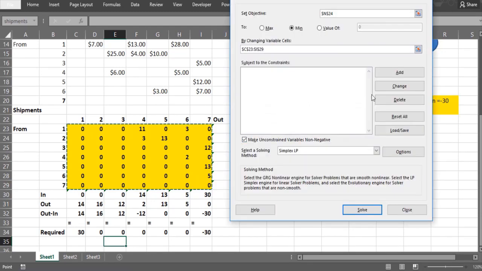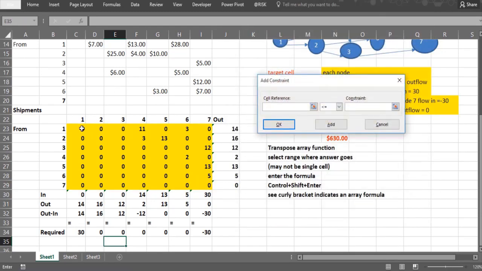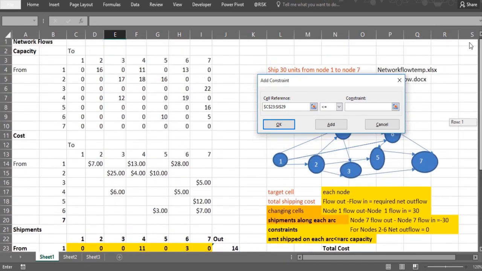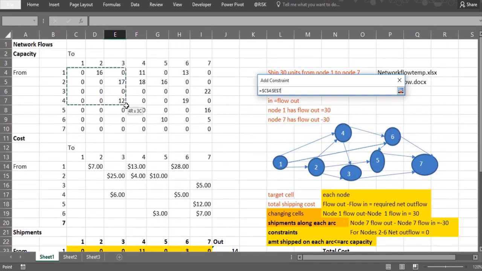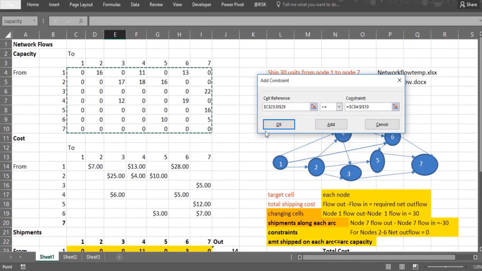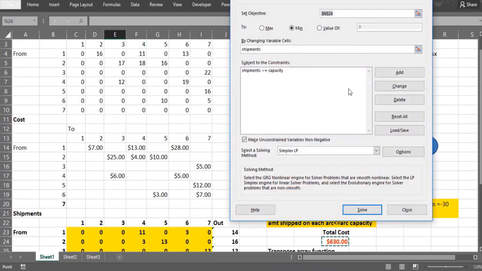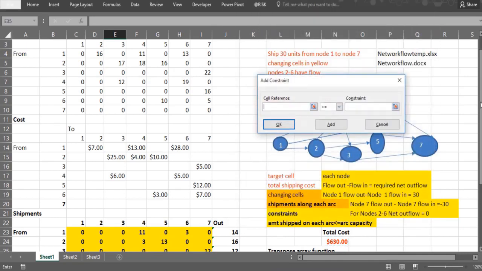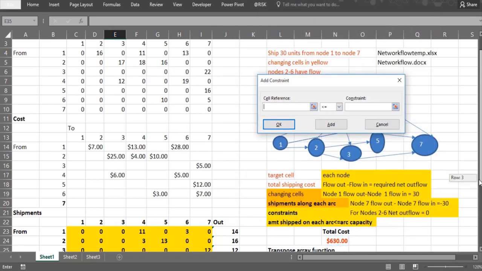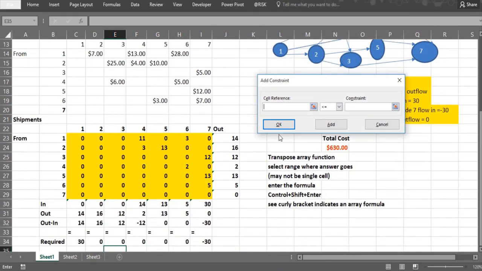Those are the shipments. The shipments are less than or equal to the arc capacities. That's very powerful because that's like 49 constraints, because there's 49 arc capacities, most of which are 0. So what we've got so far: shipments less than or equal to capacity. And it's a linear model because we're just multiplying changing cells by constants and adding them together.